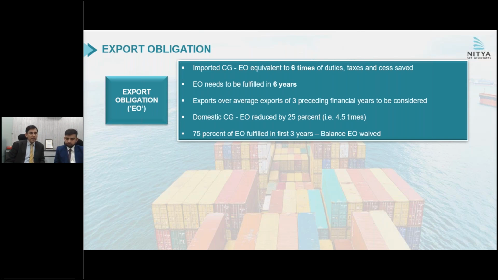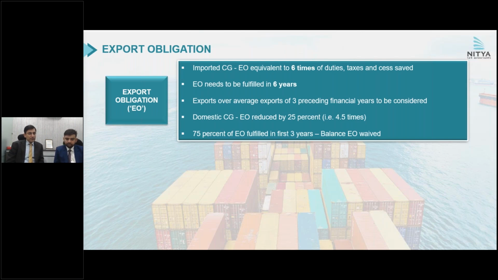Two special incentives they have granted. If you procure goods domestically, they reduce the export obligation by 25%. So effectively 6 times becomes 4.5 times. And there is an early bird price also. If you can fulfill 75% of the obligation within the first 3 years, then the balance 25% is waived off.